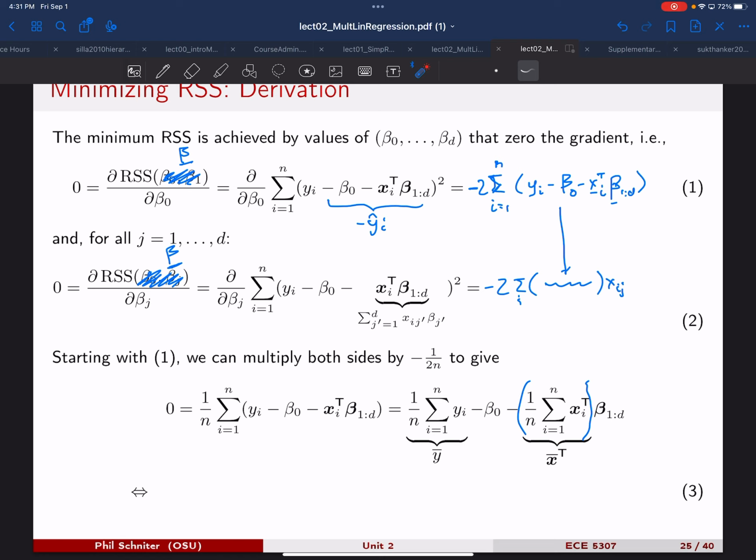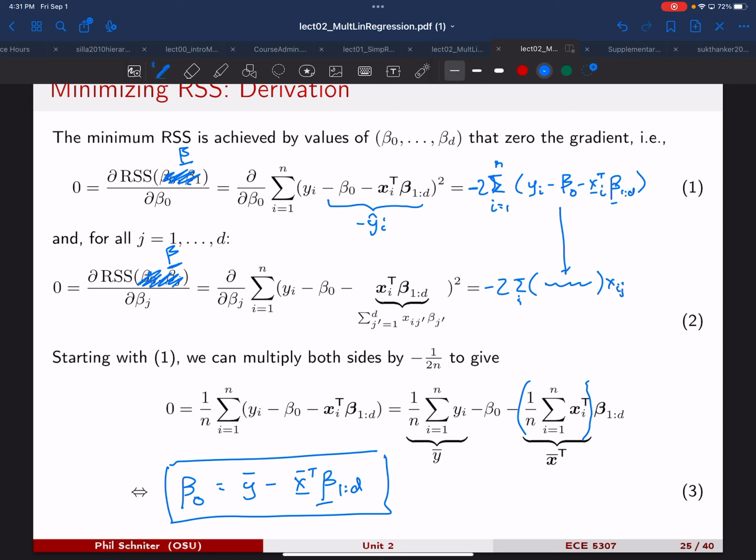And finally, we now have an expression for beta 0. All we have to do is bring beta 0 to the other side, and we get that beta 0 is y bar minus x bar transpose times the beta vector 1 through d. Okay. So this may look familiar to what we saw back in Unit 1. It is very similar. We'll do a comparison in a few slides. Okay, so we've solved for beta 0 in terms of the other coefficients. Now we have to solve for the other coefficients. Any questions so far? Pretty good?